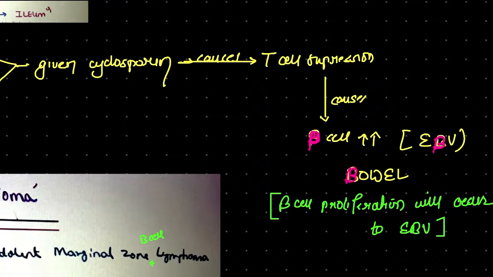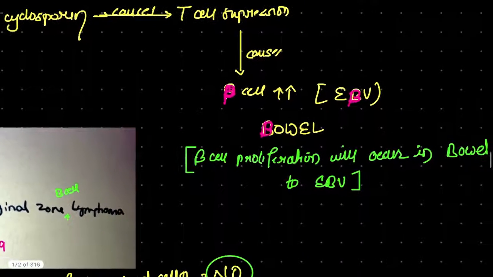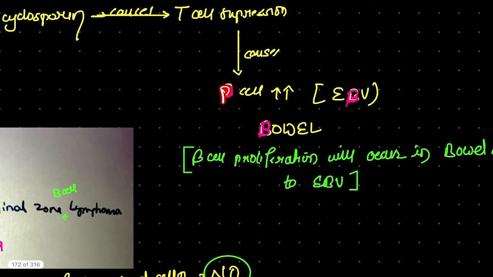So there is one good acronym: B cell. There will be proliferation of B cells because of EBV in the region of the bowel. So this is one important concept.